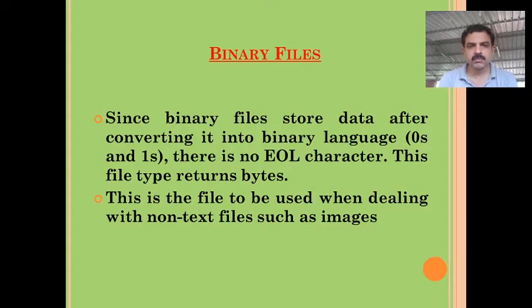Since binary files store data after converting it into binary language, that is zeros and ones, there is no end of line character. This file type returns bytes. This is the file to be used when dealing with non-text files such as images. Clear?